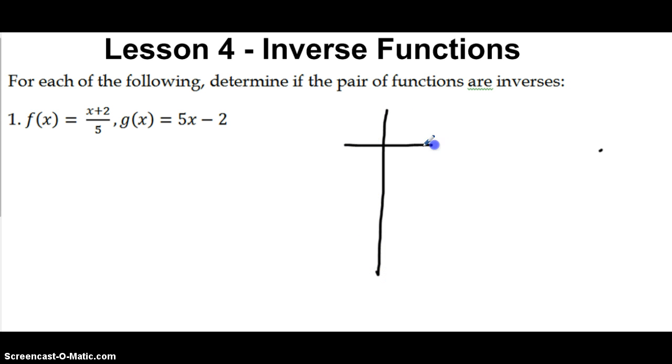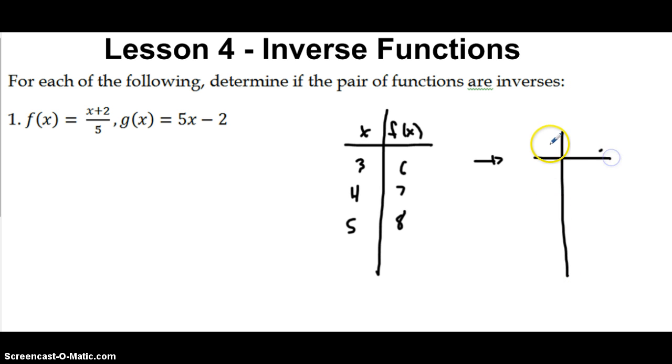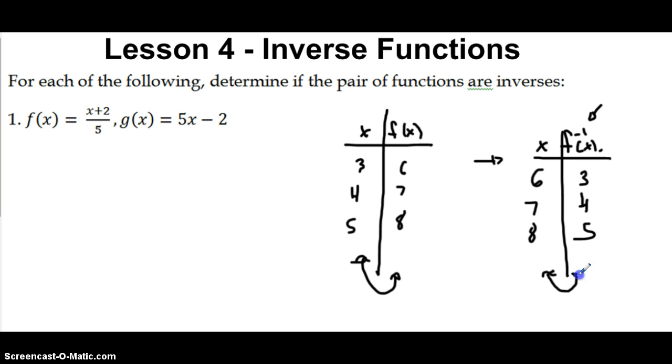So if my regular function was like 3, 4, 5, and my outputs were 6, 7, 8, that's x, that's f of x. My inverse function would look something like this. We'd say my inverse, which would be f of x with that little negative 1. Remember, that -1 means inverse function. It would just be switching the inputs and outputs. So it would be 6, 7, 8. So my outputs become my inputs, and my outputs would be 3, 4, 5. That's it. It's just when you switch your inputs and your outputs.